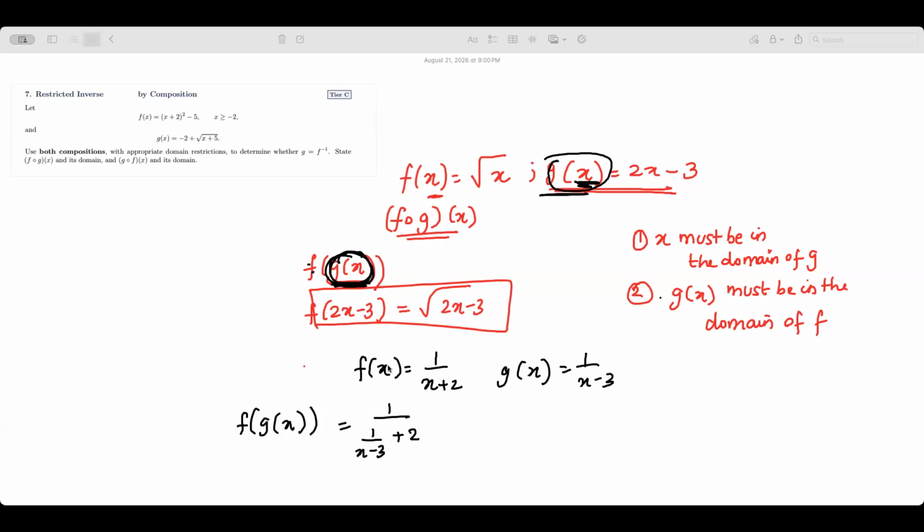Okay, now the thing is, how are we going to find the domain? First of all, in the composite function, the denominator can't be equal to 0. You know that, right? This cannot be equal to 0. Make sense? 1 by x minus 3 cannot be equal to minus 2. Does that make sense?